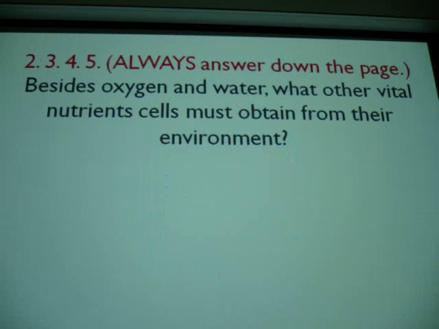Besides those two things, what other nutrients must you obtain? What must you have also from the environment, besides oxygen and water? Carbohydrates, minerals, proteins, lipids, vitamins. But we already said minerals. So do vitamins and minerals count the same? There are a lot of choices you could have picked for this one.